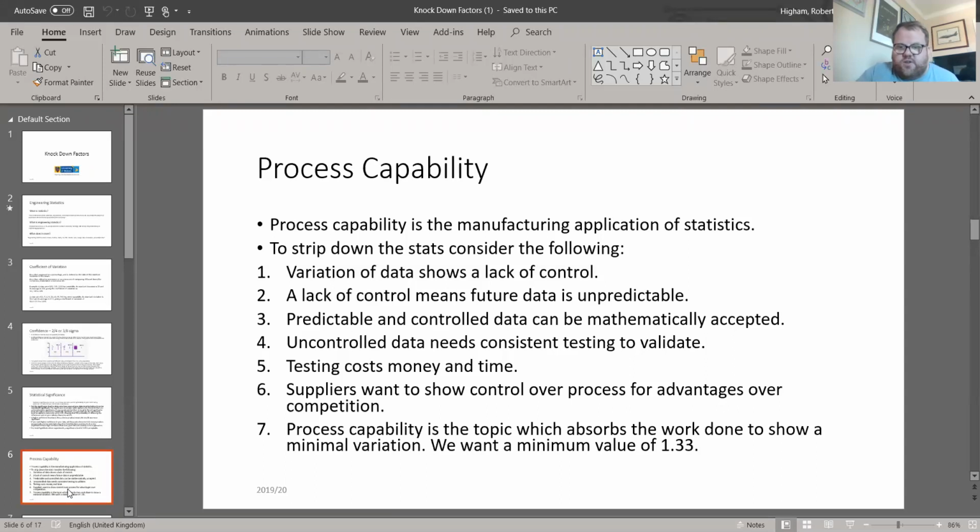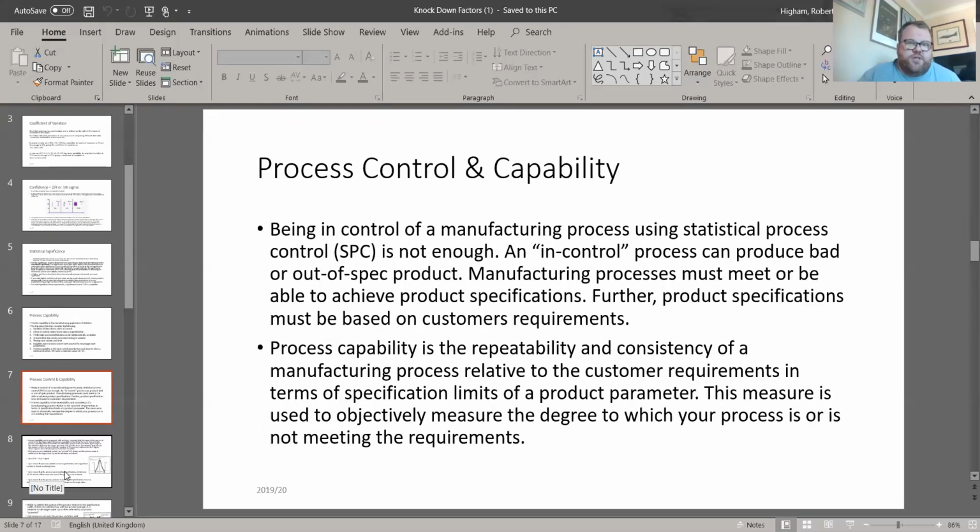So again, this is another one which we have a number which we will use, and process capability is absorbing all of those points above, and what we want to see is a minimum value of 1.33, and that 1.33 comes from a combination of process control and process capability. So these are the things that we'll look at now.